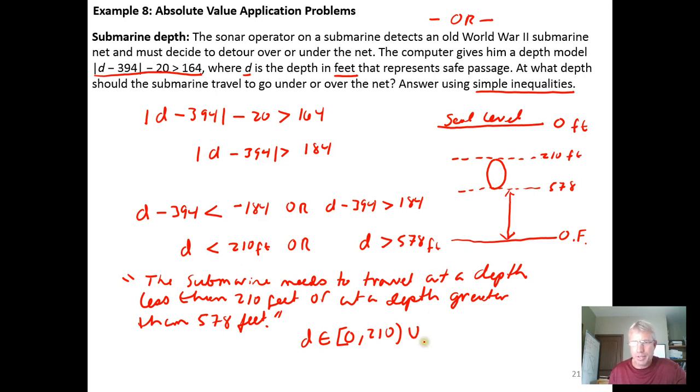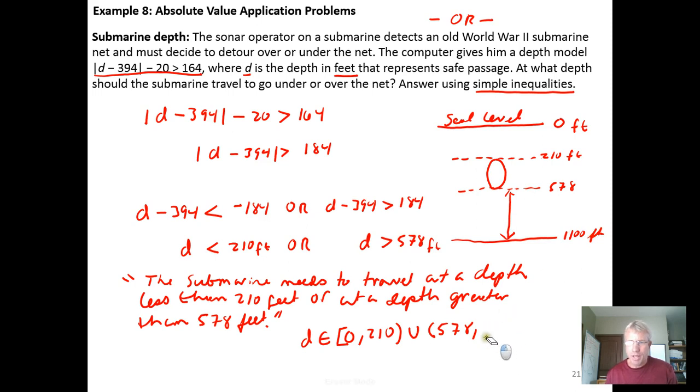union, and then where would the next interval start? It would start at 578 feet. And notice it wouldn't make any sense to say, hey, they could go anywhere from 578 feet to infinity feet. Well, that wouldn't make sense as a way to end this interval, because you can't go infinity feet below sea level. The ocean has a finite depth. So the other end of this interval, we would need to know something. Maybe we would need to know how deep can the submarine go? Or if we know how deep the ocean is right here where the net is, maybe the ocean is 1,100 feet deep right here, possibly.